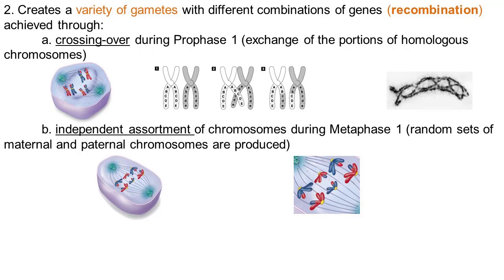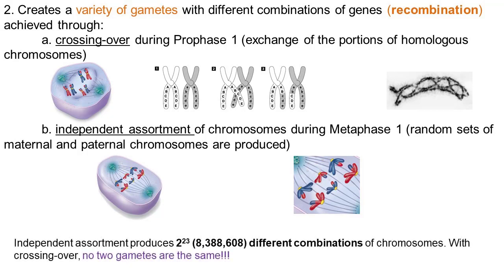And when you look at this independent assortment, you can basically say, okay, since we have a 50-50 chance of going in either direction, and we have 23 different homologous chromosomes, the number of combinations that you can generate, 3.4 million different combinations. So that means you're going to have like 3.4 million kids. You better not have 3.4 million kids. That's how many gametes you have.